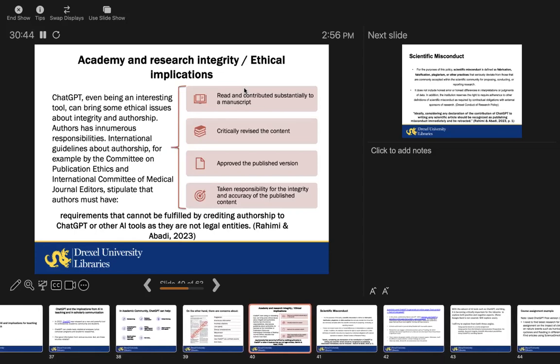This particular journal article says that while ChatGPT is an interesting tool, it can bring some ethical issues about integrity and authorship. Authors have responsibilities about authorship, and we covered the Committee on Publication Ethics website earlier. And this paper, published in 2023, says that requirements cannot be fulfilled by crediting authorship to ChatGPT or other AI tools as they are not legal entities.